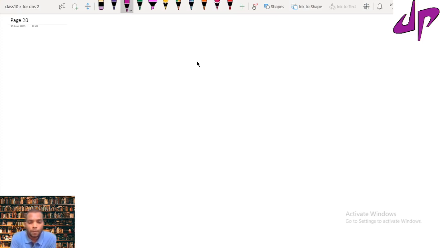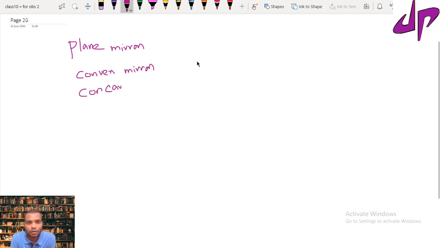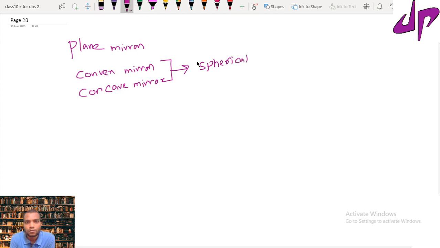Plane mirror, convex mirror, and the third one, concave mirror. In this, the convex and concave mirrors are called spherical mirrors, because to make a convex or concave mirror, it has to be made from a sphere. So they have a curved surface.